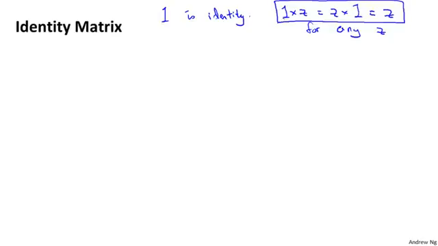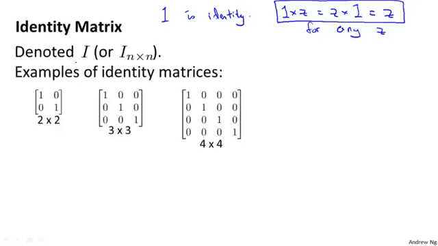It turns out that in the space of matrices, there's an identity matrix as well, usually denoted I, or sometimes we write it as I of n by n if we want to make explicit the dimension. So I of n by n is the n by n identity matrix. There's a different identity matrix for each dimension n. Here are a few examples. Here's the 2 by 2 identity matrix. Here's the 3 by 3 identity matrix. Here's the 4 by 4 identity matrix.